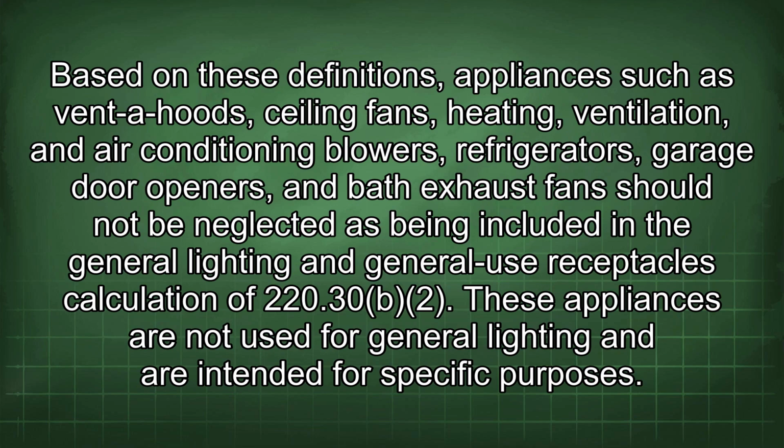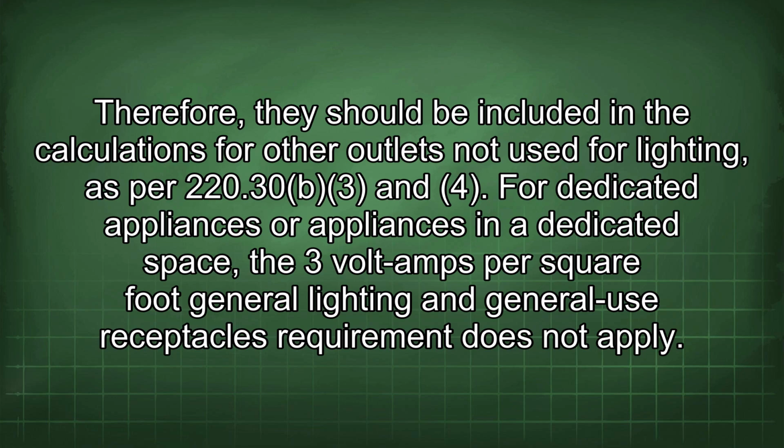Based on these definitions, appliances such as vent hoods, ceiling fans, heating, ventilation, and air conditioning blowers, refrigerators, garage door openers, and bath exhaust fans should not be neglected as being included in the general lighting and general use receptacles calculation of 220.32. These appliances are not used for general lighting and are intended for specific purposes. Therefore, they should be included in the calculations for other outlets not used for lighting, as per 220.33(4). For dedicated appliances or appliances in a dedicated space, the 3 volt-amps per square foot general lighting and general use receptacles requirement does not apply.